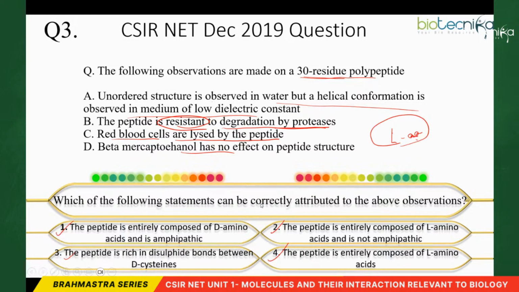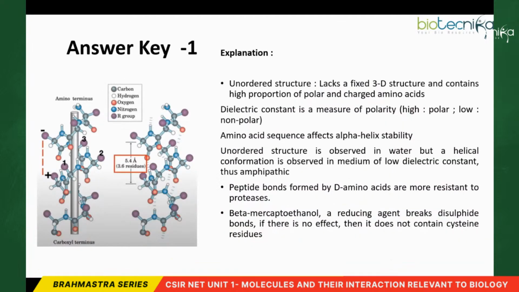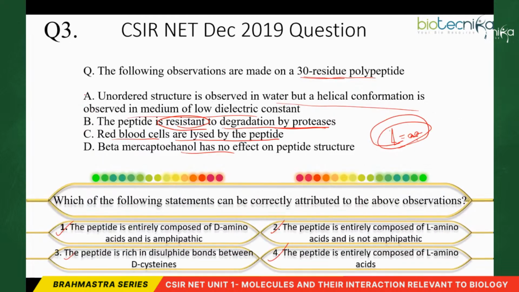Okay, let's see. So generally we know that the amino acids present in proteins are generally L amino acids, isn't it? And our proteins and enzymes will all be habituated with this L amino acid. So let's look at it one by one. Unordered structure is observed in water.